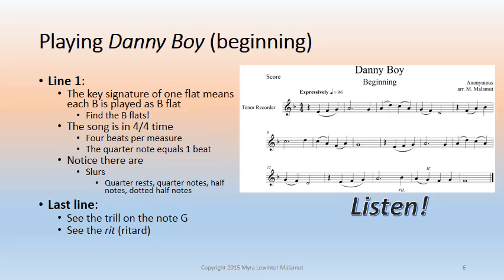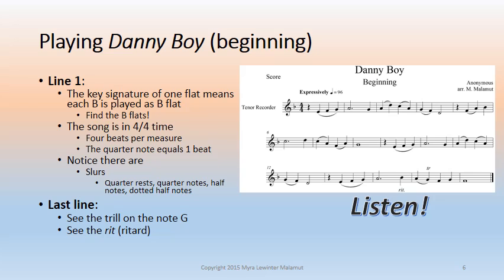You can now play Danny Boy, at least the beginning of it, which is what we have here. Let's examine it. There's a lot to see. First of all, with line 1, the key signature of 1 flat means each B in the song is played as B flat. There are only 2 B's in the song. Find them. If you said the end of line 1, you're correct. And if you said the middle of line 3, you're also correct. Notice there's no flat sign in front of those B's. You have to remember it because of the key signature.